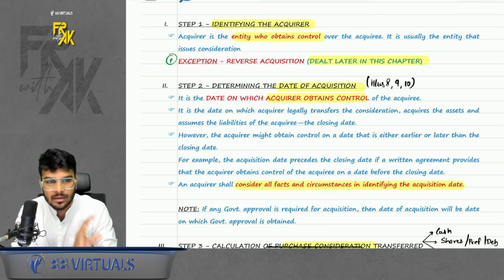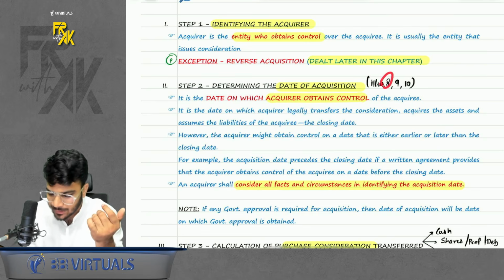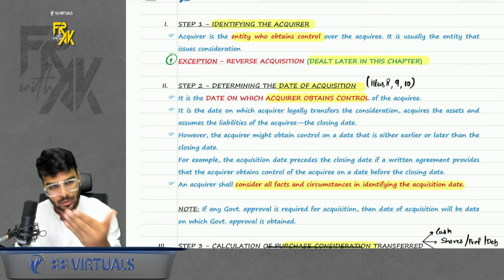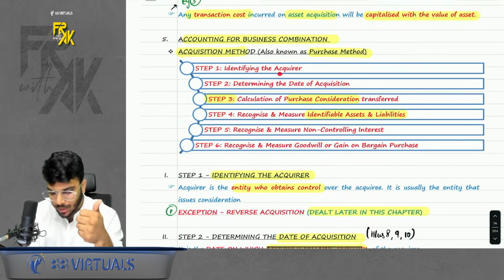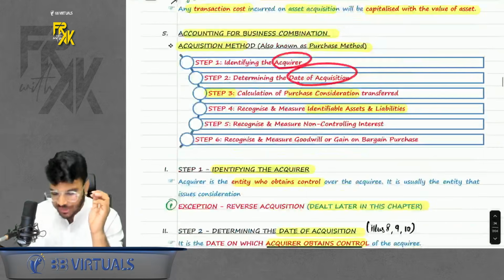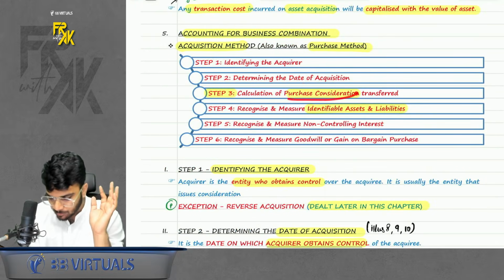You cannot predetermine the date; it is the date when you obtain control. You have to read the whole question and check from question to question. In case you remember, we did illustration numbers 8, 9, 10. You can also revise them again. So this was 2 steps: identifying the acquirer and date of acquisition. Generic steps. Now comes the main step, that is calculation of PC.